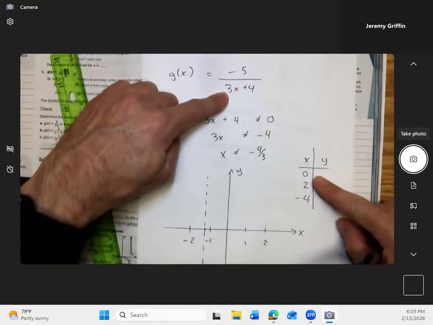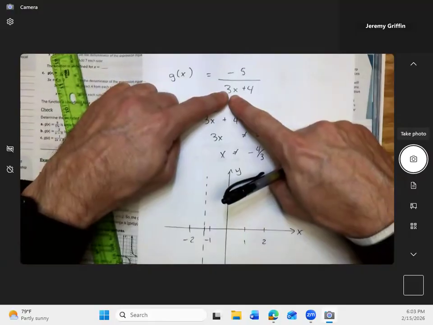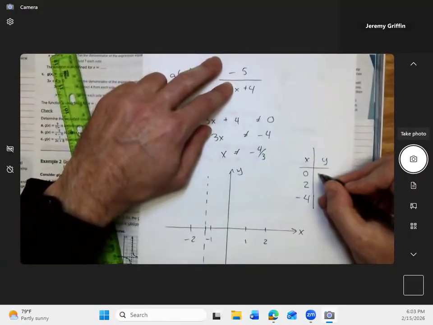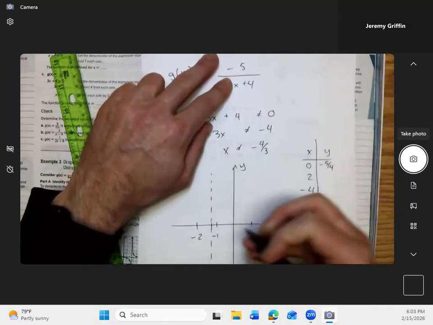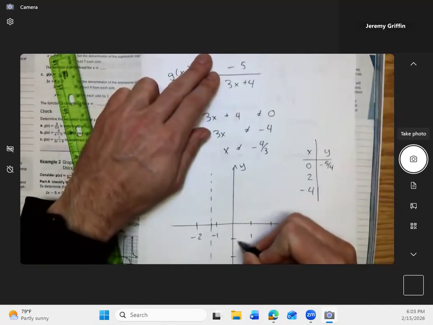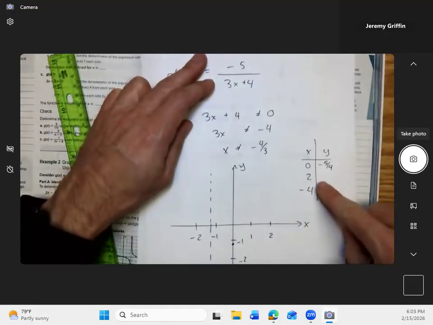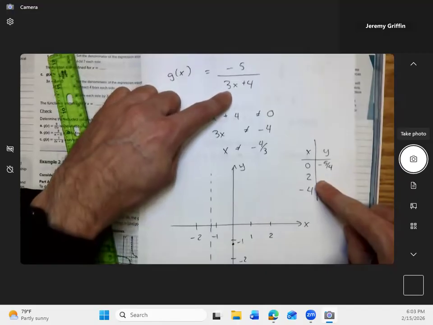If I plug in 0 for x right here, this comes out to 0 plus 4, which is 4, so -5 over 4. That's -1.25, and 5 fourths is right about here. Got that right? Okay, how about when x is 2?